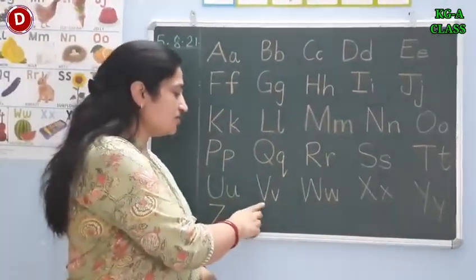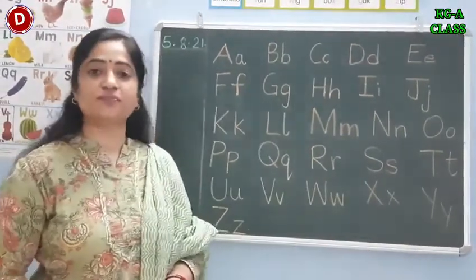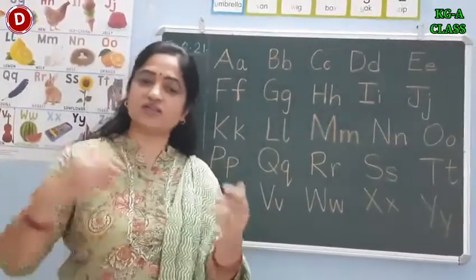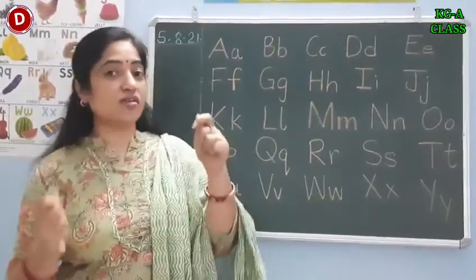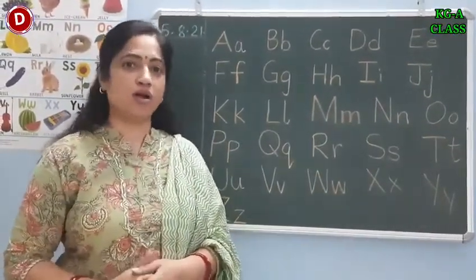Children, now comes V. This is capital V and this is small v. And the song of V is: Dry Wicks went round the village. Whoa, whoa, whoa, whoa, whoa.